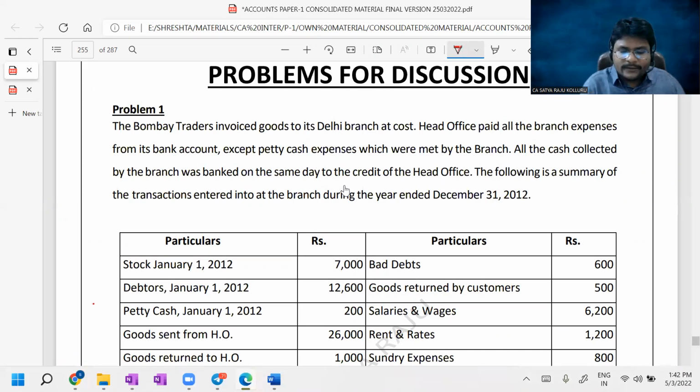The Bombay traders invoiced goods to its Delhi branch account. So the branch is located at Delhi. Head office is located at Bombay. That is the information they are providing.